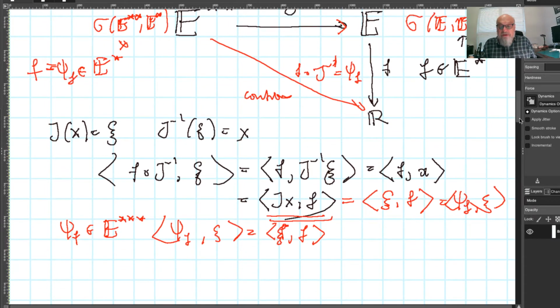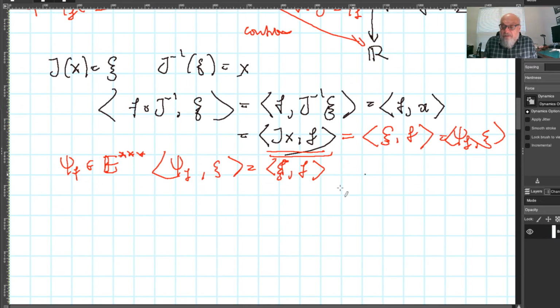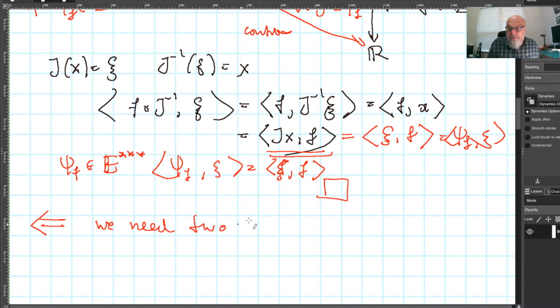Finished. It's continuous. Now, since this is continuous, and the continuous image of a compact set is compact, we are done. In order to prove the second part of Kakutani's lemma, it's not so trivial. We need two lemmas. And we start with the first one. So let's formulate the lemma and write it down.